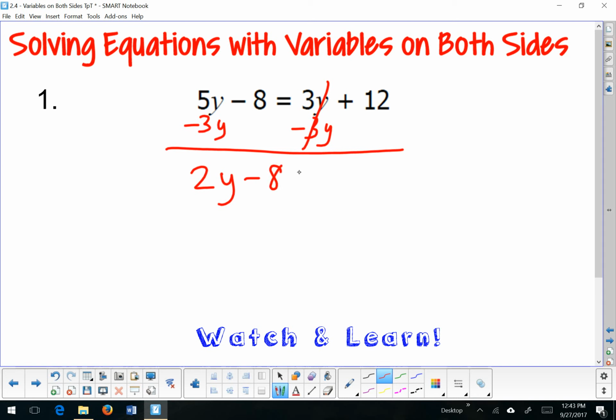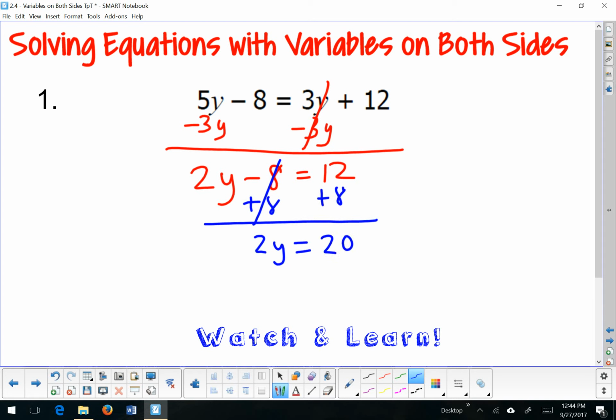I rewrite everything in the problem that I haven't used, and then I move on to my second step, which is actually another repeat of the subtraction property of equality. In this case, I have a constant that's minus 8, so I'm going to use the addition property of equality on both sides, giving me a cross out and a rewrite of 2y is equal to 20. Use my multiplicative inverse here, divide both sides by 2, and I get my final answer, which is 10. y is equal to 10.